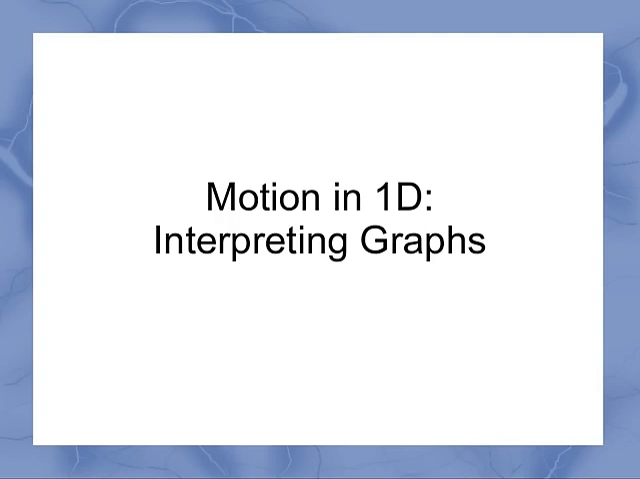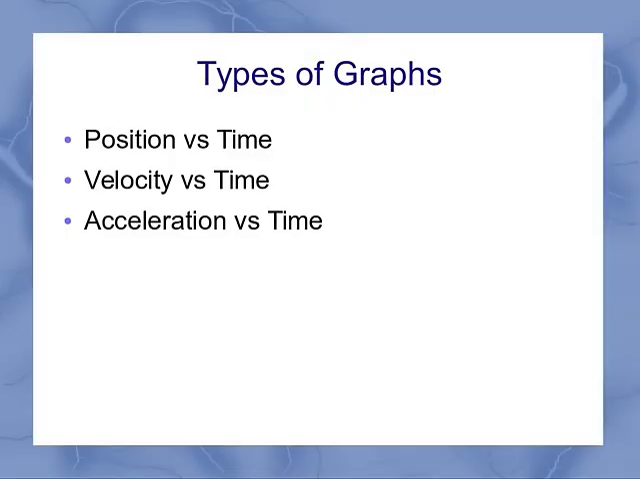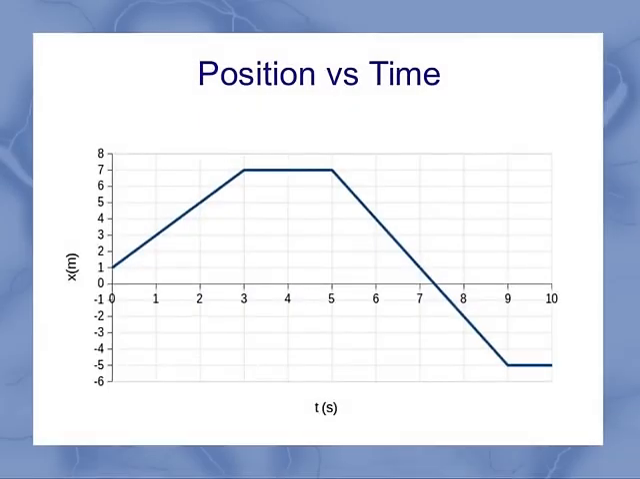Let's take a look at how we can interpret these graphs for motion in 1D. So we've got 3 different graphs we're going to take a look at. Position versus time, which we can get the most information from. Velocity versus time, and then acceleration versus time. Here's a simple position versus time graph.